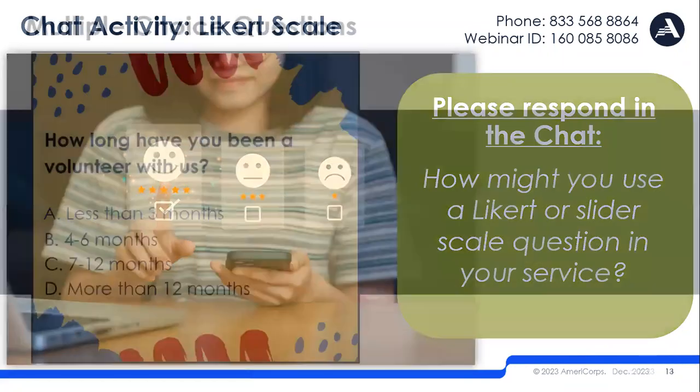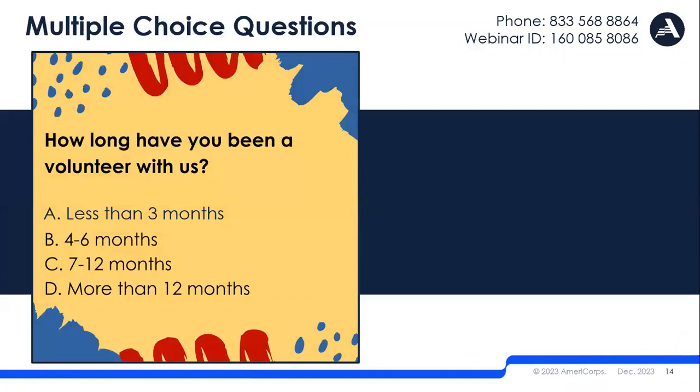So another type of close-ended question is a multiple choice question. You're probably familiar with these. They would select one response from the response options that you provide. And so the question on screen here is asking, how long have you been volunteering with us? And the options are less than 3 months, 4 to 6 months, 7 to 12 months, and more than 12 months.